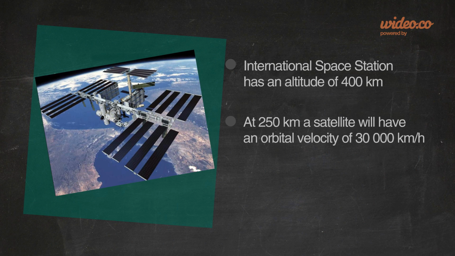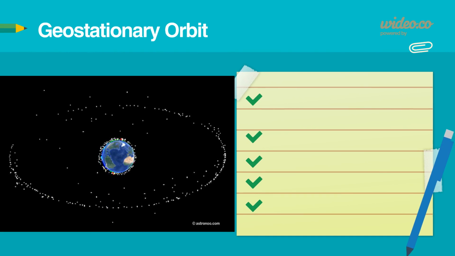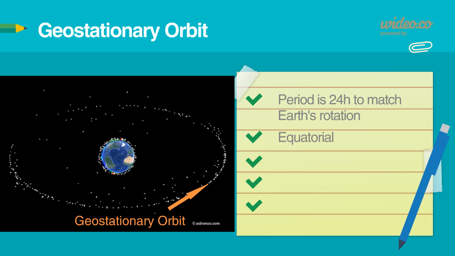At 250 kilometers altitude, an orbiting spacecraft has a velocity of approximately 30,000 kilometers per hour and takes about 90 minutes to complete a single orbit of the Earth. Conversely, a satellite in a geostationary orbit is at an altitude where its period of orbit precisely matches the rotation of the Earth. That is, the period is 24 hours. When positioned over the equator, such an orbit would allow a satellite to remain parked over a fixed point on the surface of the Earth.